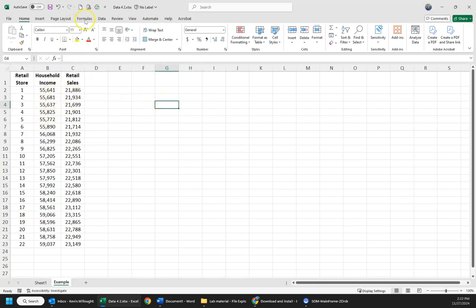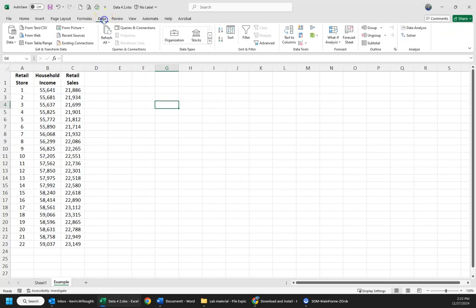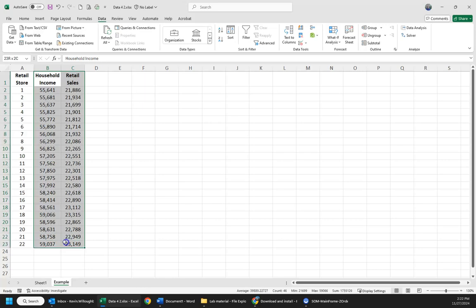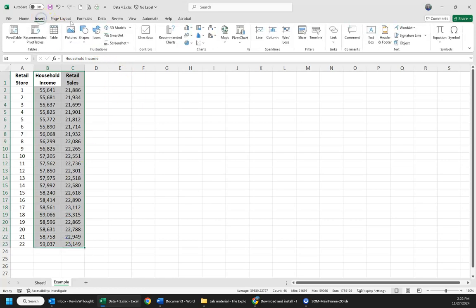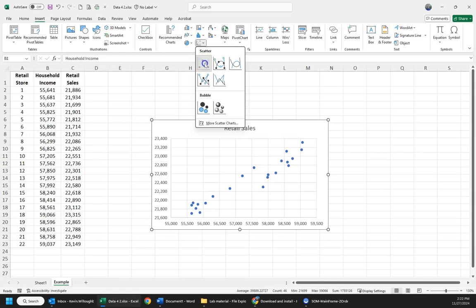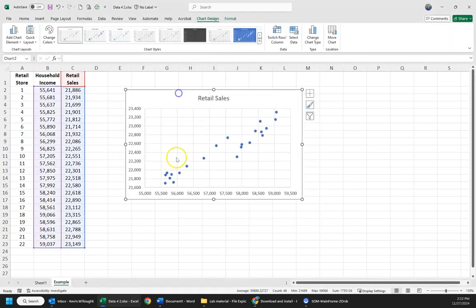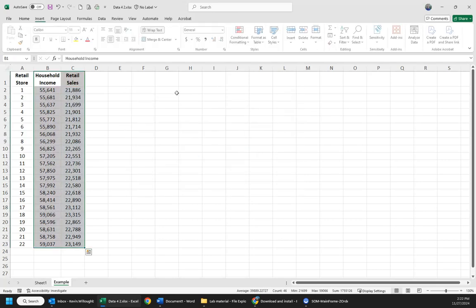The first thing we're going to do is highlight the data. This is just to help us understand the possible trend between the data. We're going to do a scatter diagram, and there it is. As household income on the x-axis increases, we can see retail sales increasing as well, and there is a definite upward trend. So let's get rid of that.